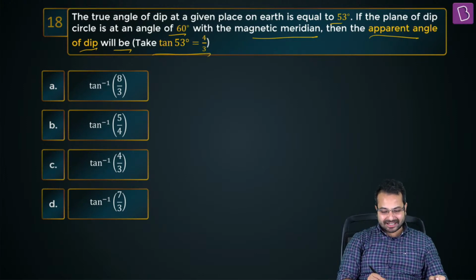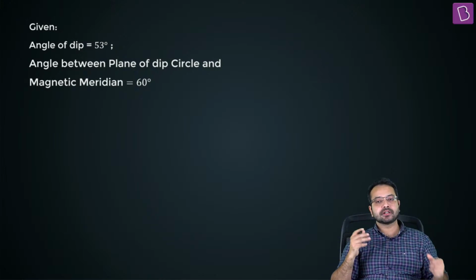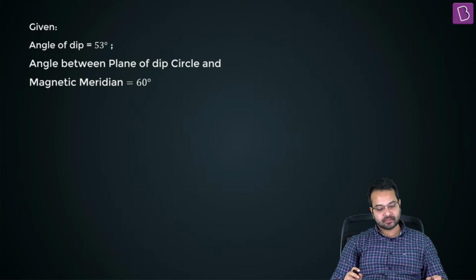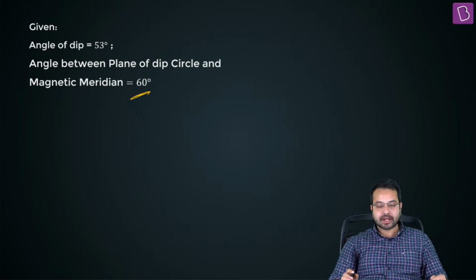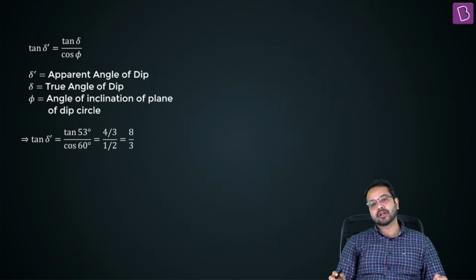Now this is a slightly tricky question because when we use the dip circle, the plane of the dip circle is always in the magnetic meridian. Now if it is not in the magnetic meridian, it is making an angle 60 degree with the magnetic meridian, then what do we have to calculate? We'll have to do this manipulation.